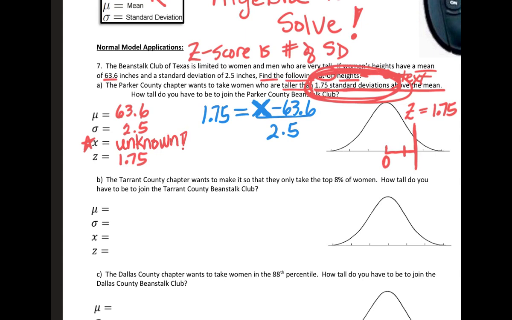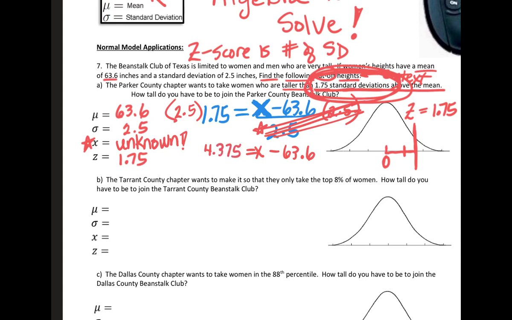So what do you not like about this setup? Usually we don't like this bottom fraction. So that actually is the thing that we would undo first and get rid of first. So we're going to multiply both sides, because we've got to keep that equation equal. We're going to multiply both sides by 2.5. Okay, these on the right hand side cancel out because 2.5 divided by 2.5 is 1. Well, see what that leaves on the right hand side is x minus 63.6. Well, that equals, over here on the left, if you multiply 2.5 times 1.75, you get 4.375.